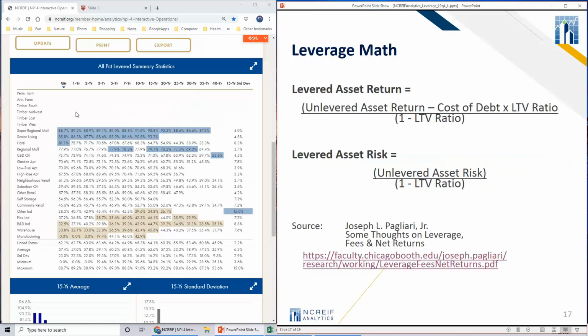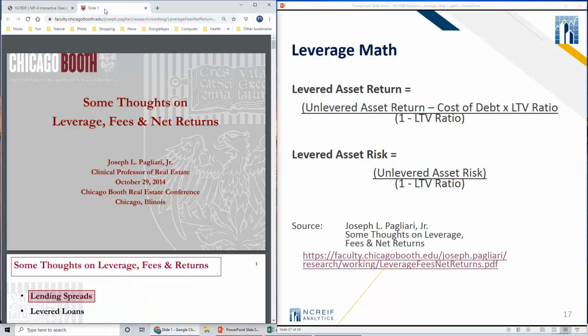For those who want to dig deeper into the math, theory, and strategic implications of using leverage, please see Joe Pagliari's paper, Some Thoughts on Leverage, Fees, and Net Returns.